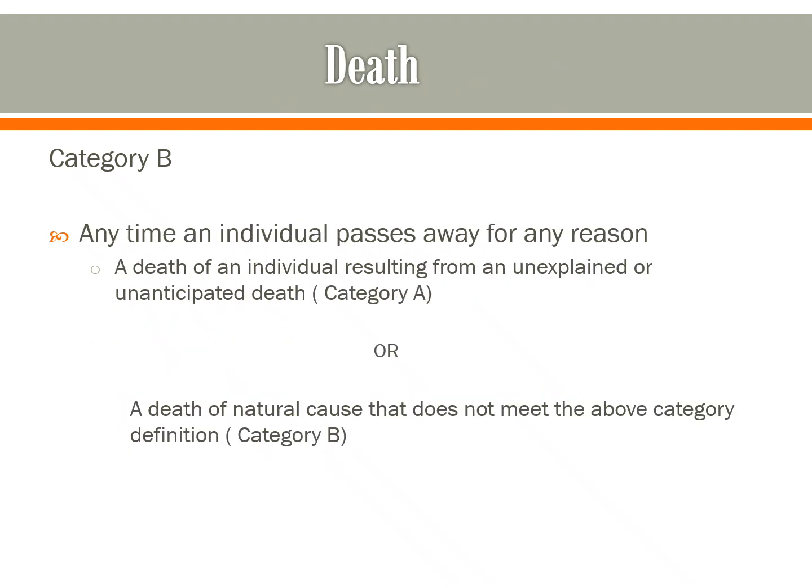Death. The name has changed to unexplained or unanticipated death. Death is self-explanatory. Death can be category A or category B. In category A, the death is suspicious, maybe from an accident, or the reason may be unknown. In category B, death is natural or expected. There is no suspicion.